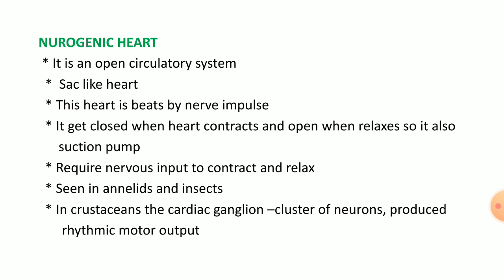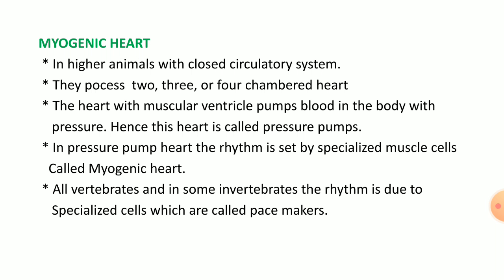If the heart contracts, it becomes closed, and opens when the heart is in a relaxed position. It requires nervous input to contract and relax. This contraction and relaxation of the heart also depends on nervous input, seen in annelids and insects. In crustaceans, the cardiac ganglions, that is clusters of neurons, produce rhythmic motor outputs.